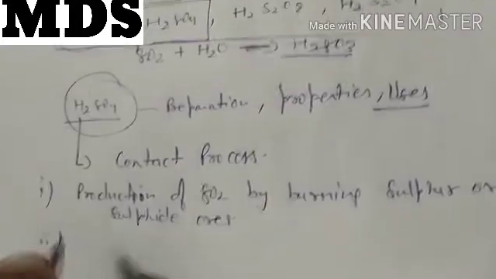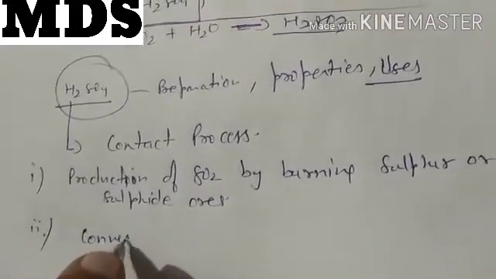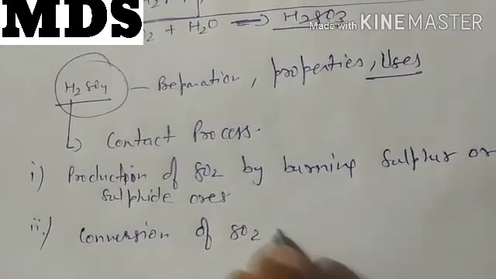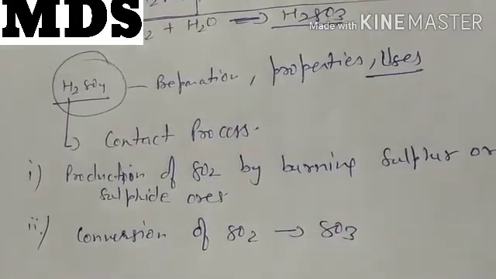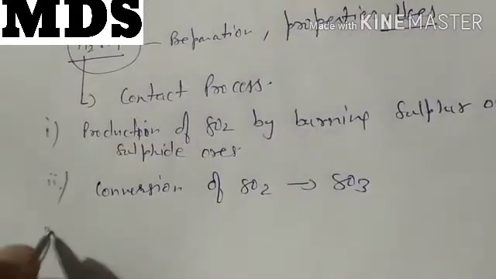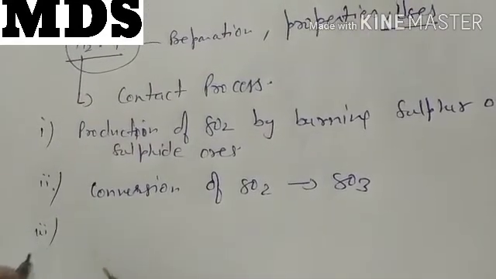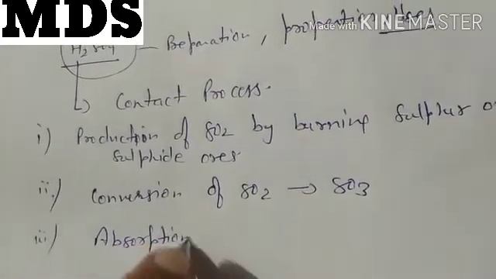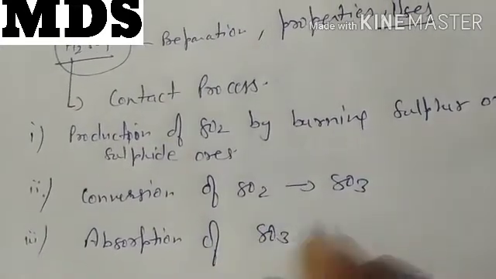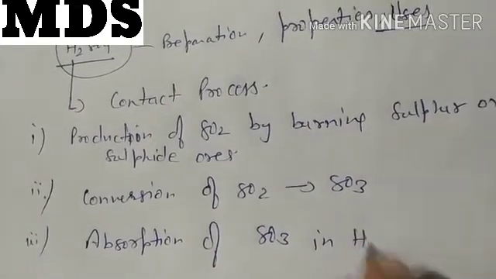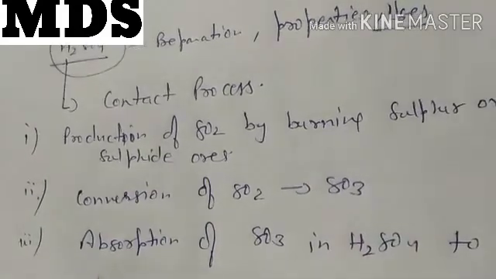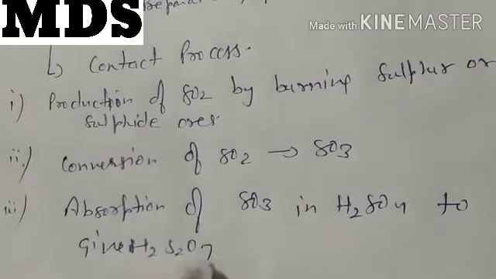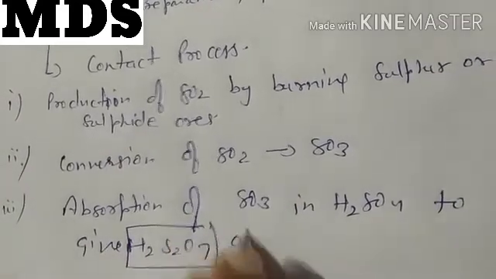Second, conversion of sulfur dioxide to sulfur trioxide. Third step is absorption of SO3 in H2SO4 to give H2S2O7, that is your oleum. This is the third step.